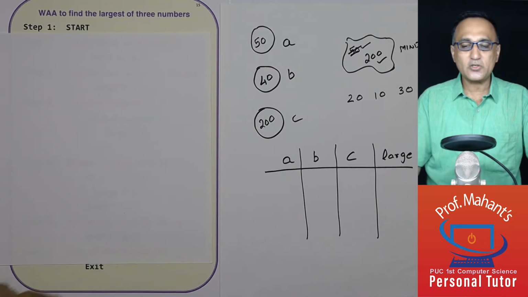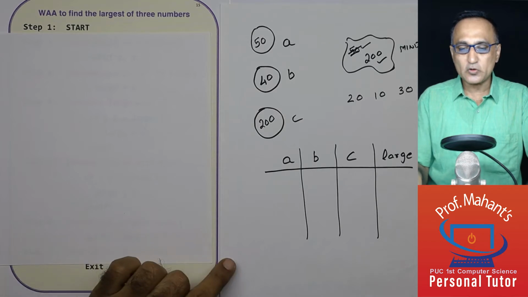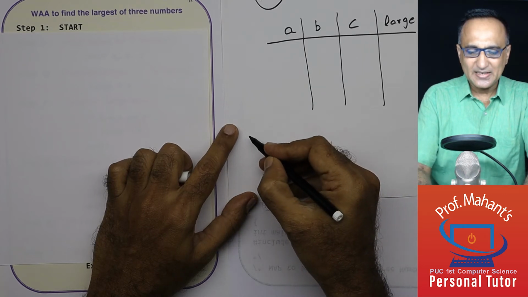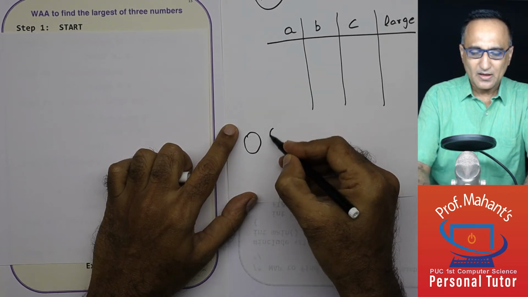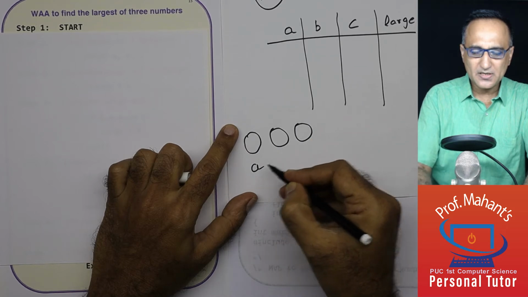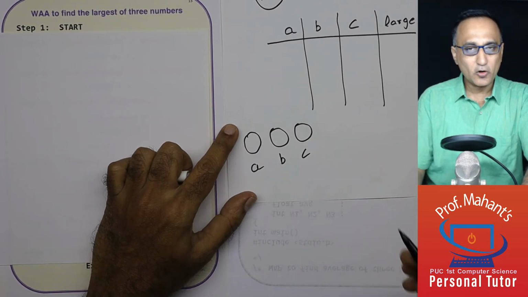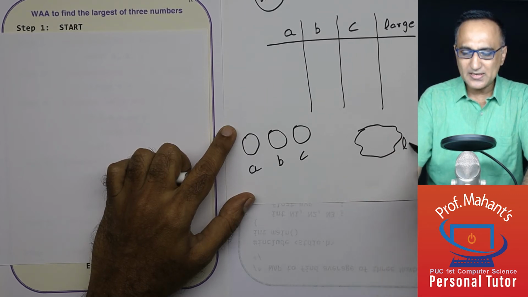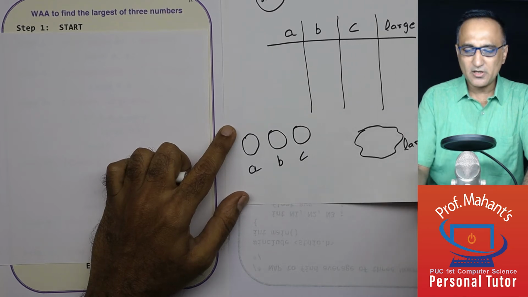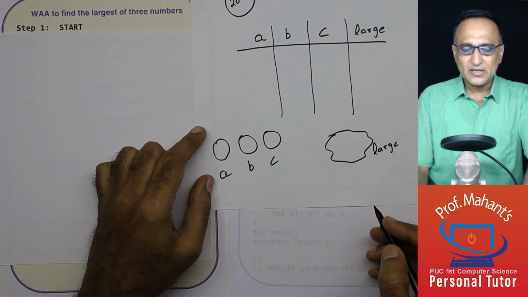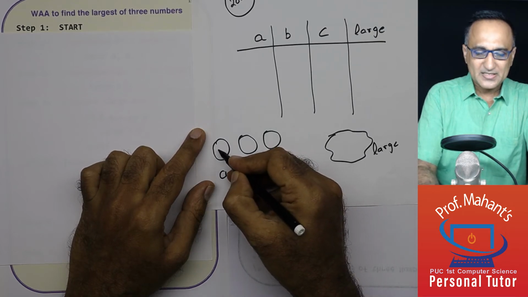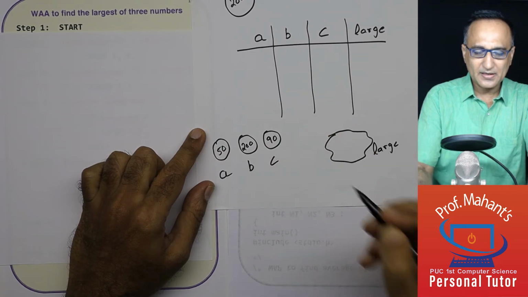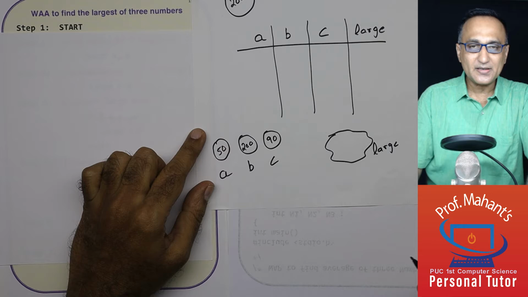Now let's work out the logic for this first, and then we'll go about trying to solve the problem. So think of it like this. Let us say I have three memory locations representing A, B and C, or three variables with the names A, B and C. I have another memory location called large. I read numbers into them. Let us say 50, 200 and let's say 90. I read three numbers into A, B and C.